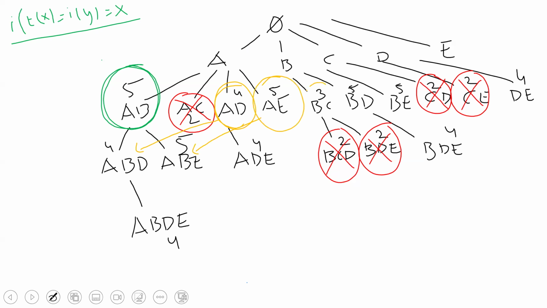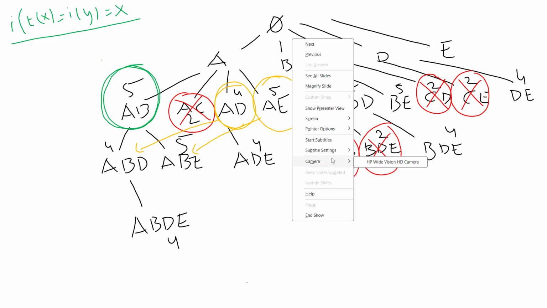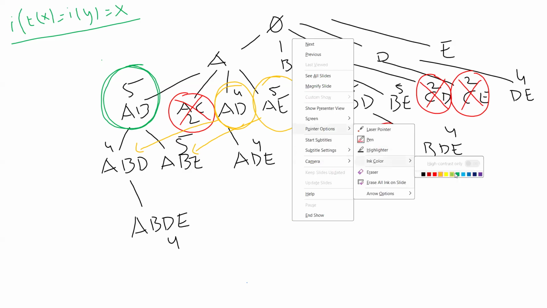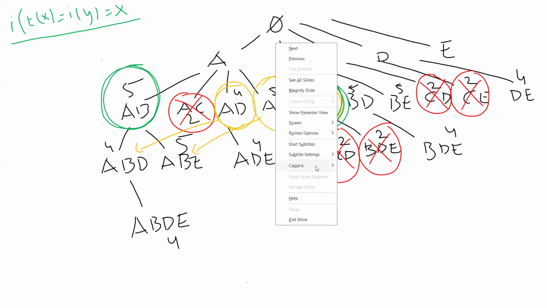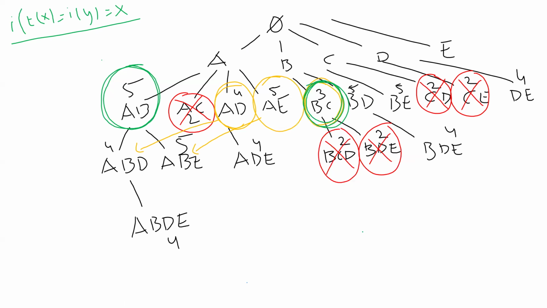What about BC? Do you have any superset with the same frequency for BC? No. So BC is a closed item set. Okay. What about BD? BD has support 5. No, we don't have anything. So BD will also become a closed item set.